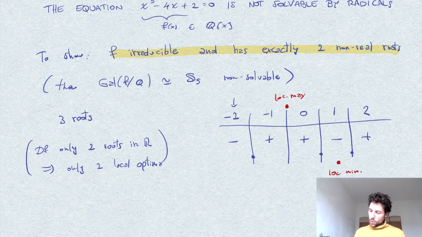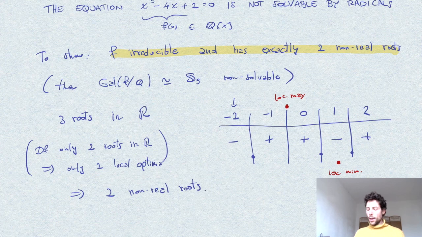So we conclude that being a polynomial of degree 5, and having exactly three real roots, we have two non-real roots. And our argument, the general machinery of this theory, applies, and we are done with this exercise.